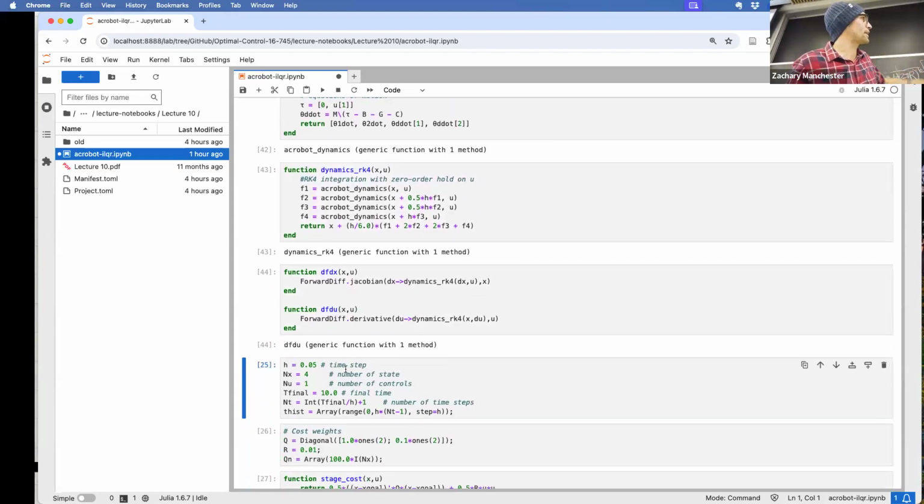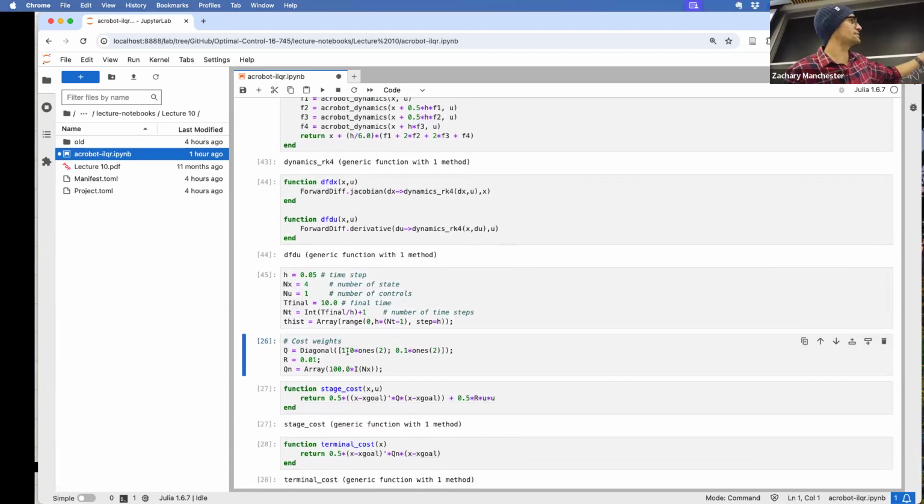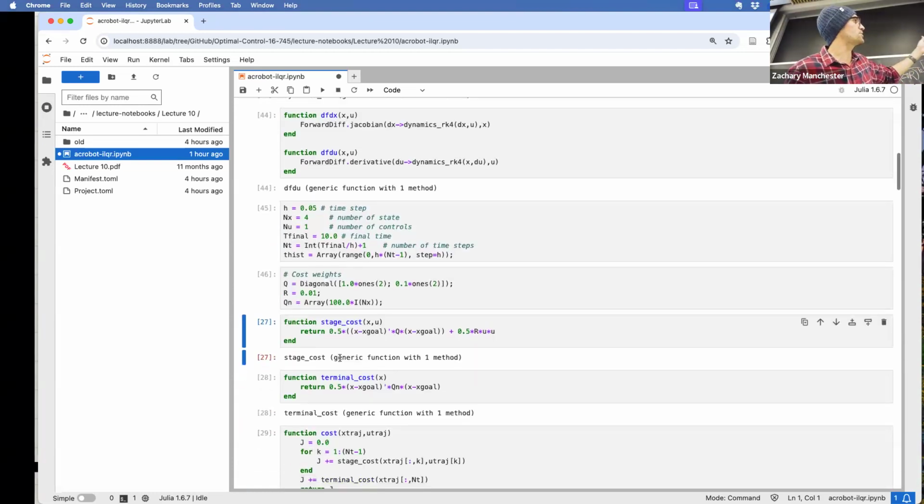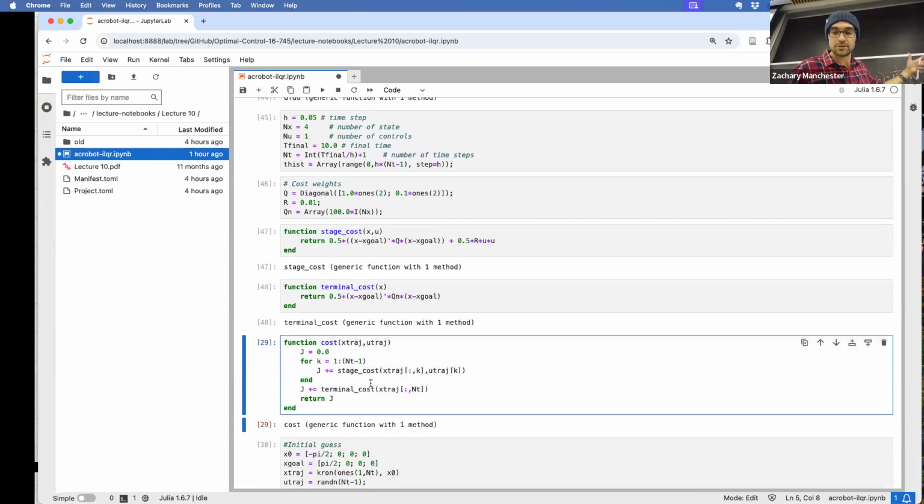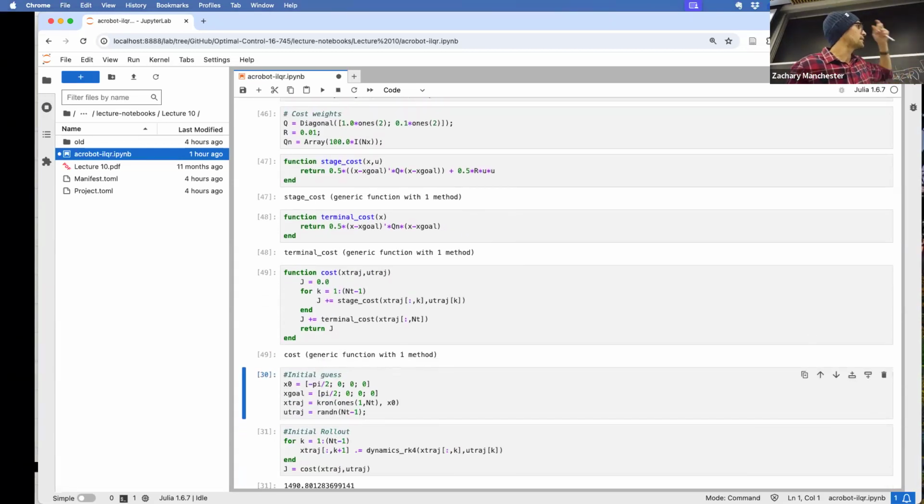Okay, so this is just some random time step, like 20 hertz, bookkeeping, 10-second trajectory. Cost function stuff: we're going to use a simple quadratic cost like we've been doing. Those are some cost weights, and this is just calculating some cost stuff. So stage cost, terminal cost, the full cost added up. This ends up being important, it turns out.